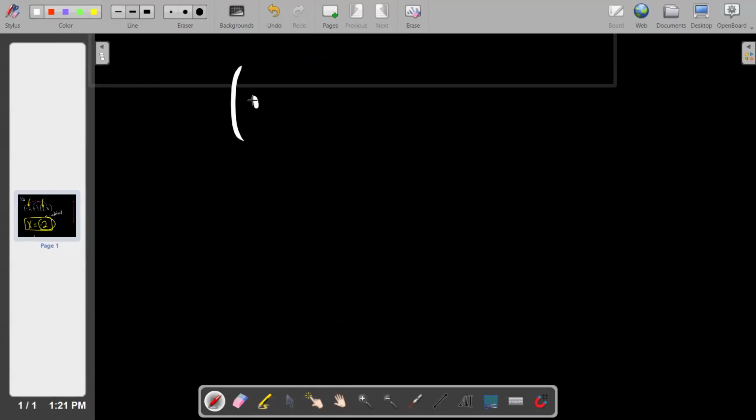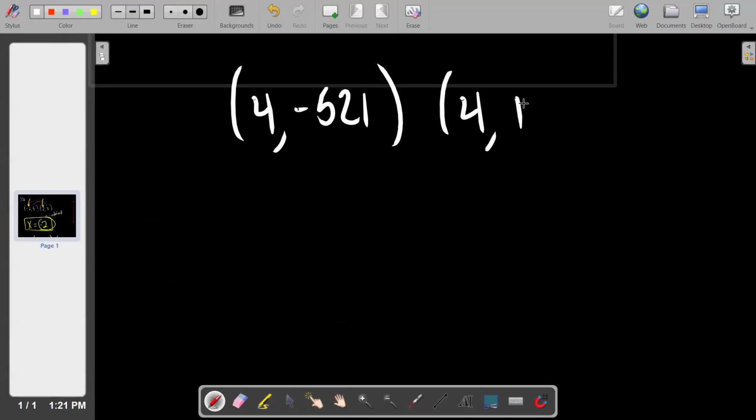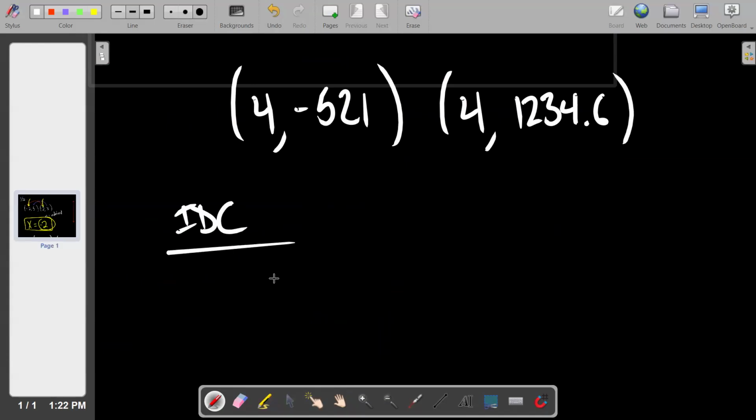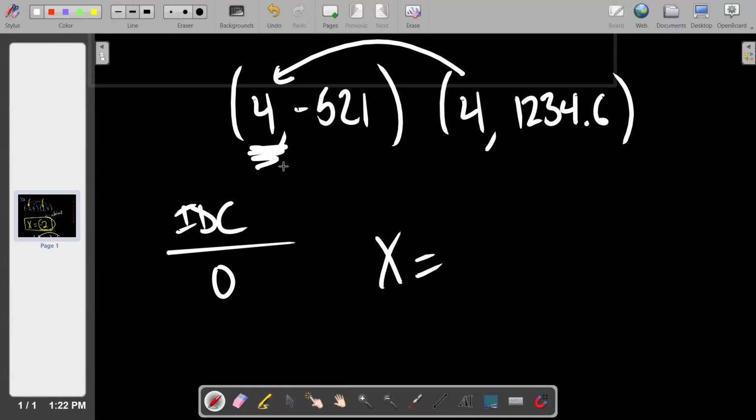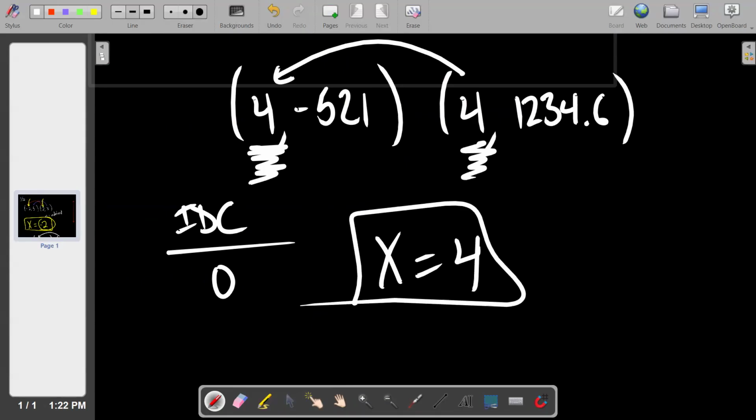Think about this. If I go 4, -521, and then my other point is 4, 1,234.6. Let's think about this. If you were to find the slope, it would be some number that you don't care about over what? 4 minus 4, which is 0. And what is the slope when 0 is on the bottom? If the slope is undefined, it's a vertical line, and all vertical lines are X equals. And last I checked, these both have an X that equals what? Done. Problem over.